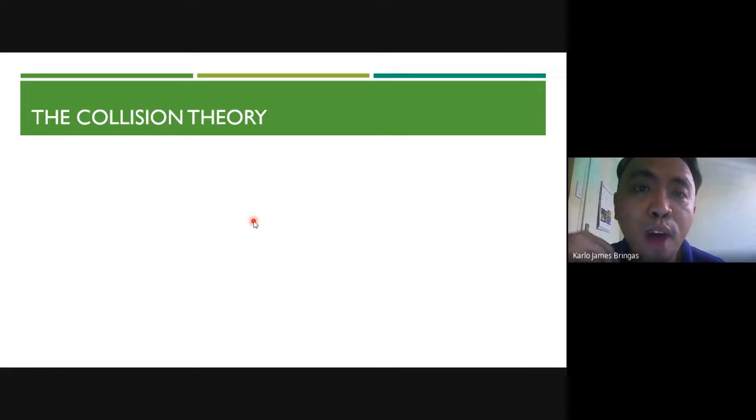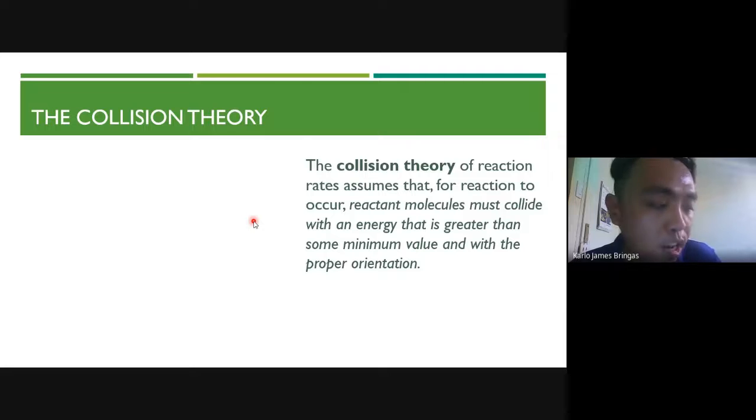So now that we have our KMT to help us better understand the behavior of our gas, we can try to use the KMT to explain how a reaction occurs. A reaction is described by our collision theory. Very simply, the collision theory tells us that for a reaction to occur, the reactant molecules must collide with an energy that is greater than some minimum value and with the proper orientation.